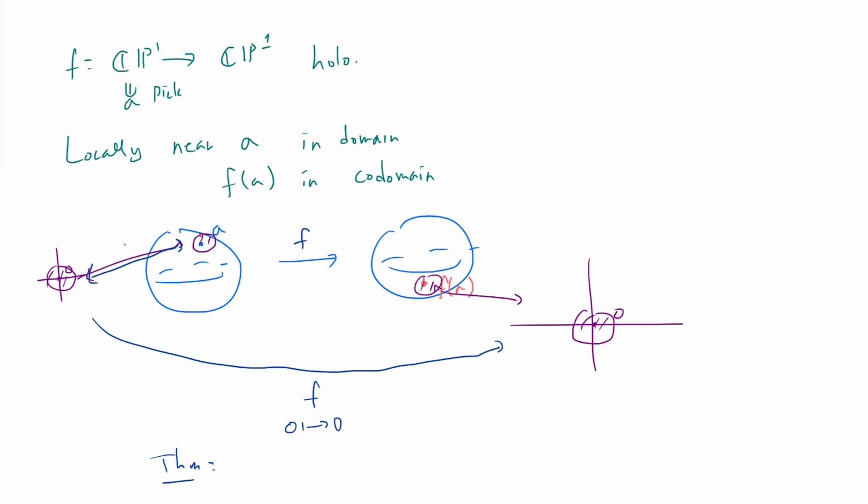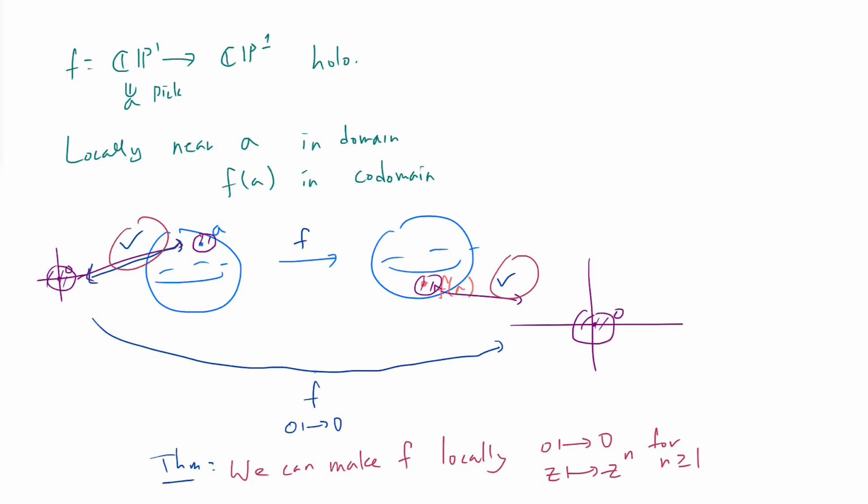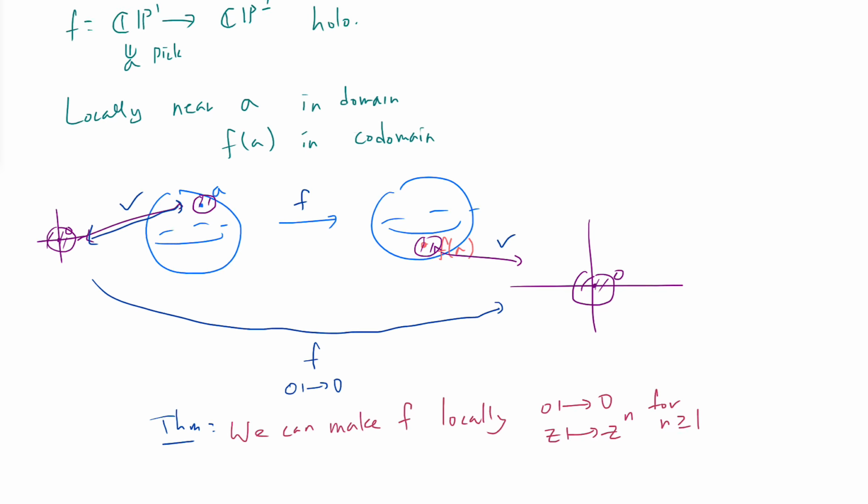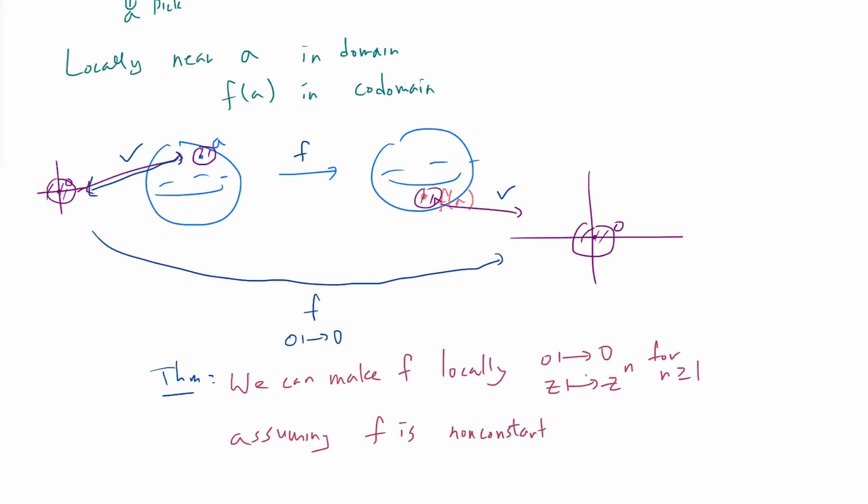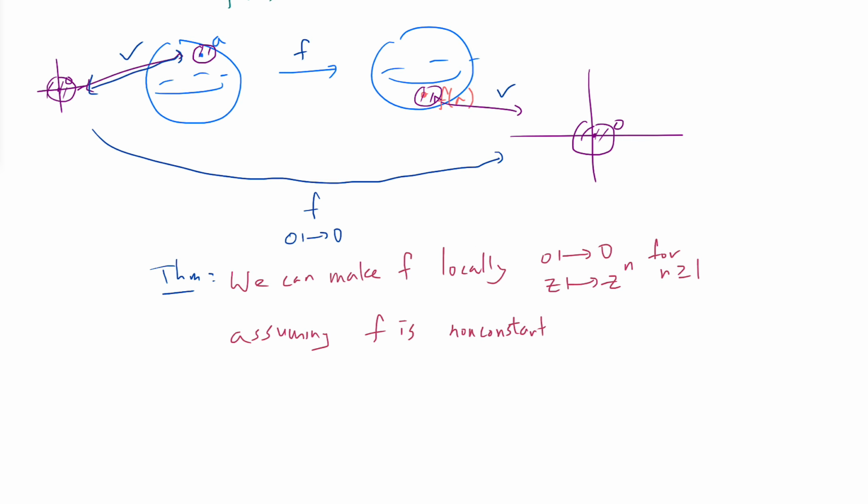The theorem is that I can pick these such that f locally not only sends 0 to 0, but is of the form Z mapping to Z to the n for some n greater than or equal to 1. So it's just Z raised to some power. By picking the right map here and the correct map here, this map is just going to be Z mapping to Z to the n. Assuming f is non-constant, which is the only counterexample here. If f is a constant map, then certainly you cannot have it locally equal to Z to the n. And to see the proof, you proceed as follows.